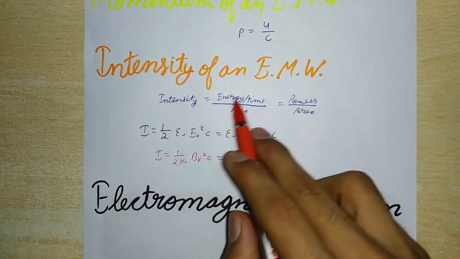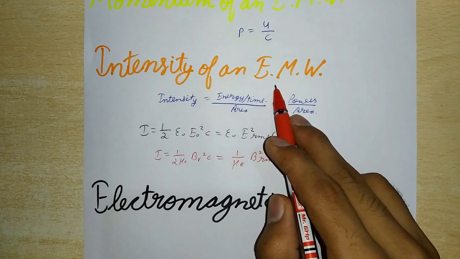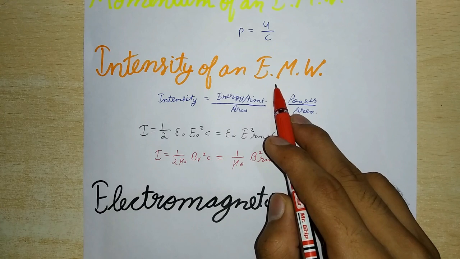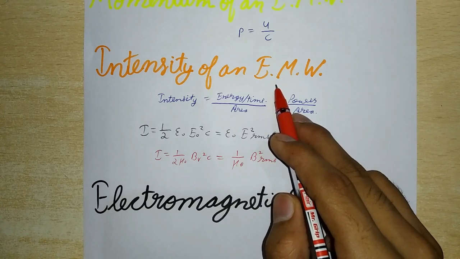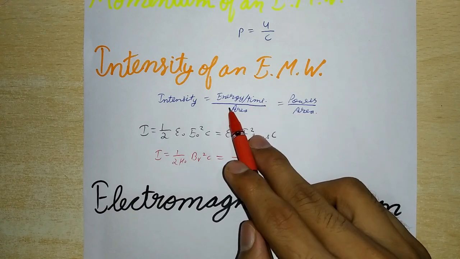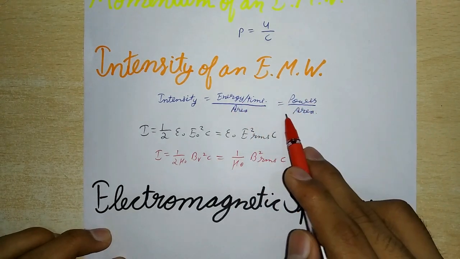Now next is intensity of an electromagnetic wave. The energy crossing per unit area per unit time in the direction perpendicular to the direction of propagation of the wave is called intensity of the wave. So intensity is equal to energy upon time upon area, which is equal to power upon area.